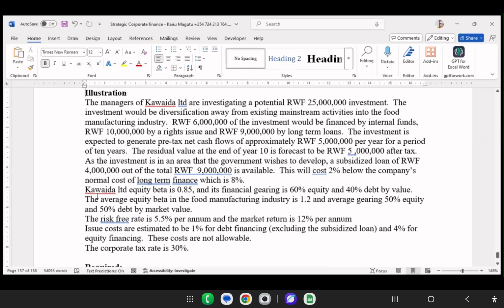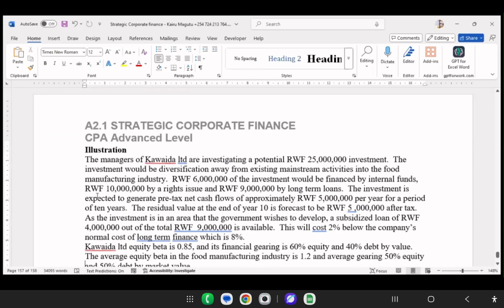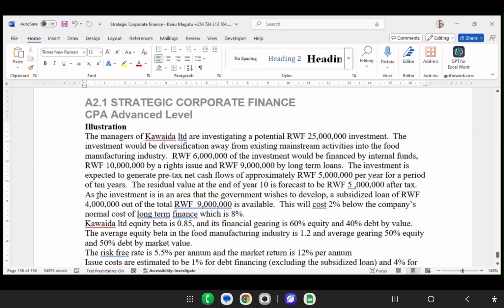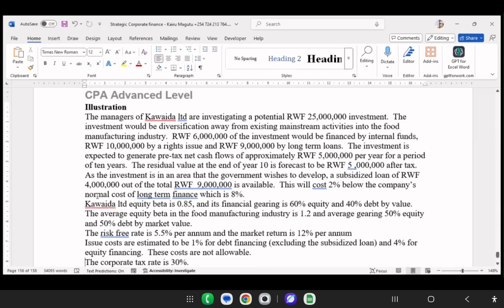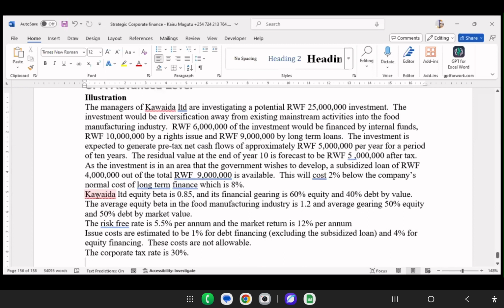Let me see the loan. We are told that the investment would be diversification away from the existing mainstream activity into the food manufacturing industry. 6 million of the investment would be financed by internal funds. That is Rwandan francs 10 million, rights issue is 9 million, and long-term borrowing of 9 million.